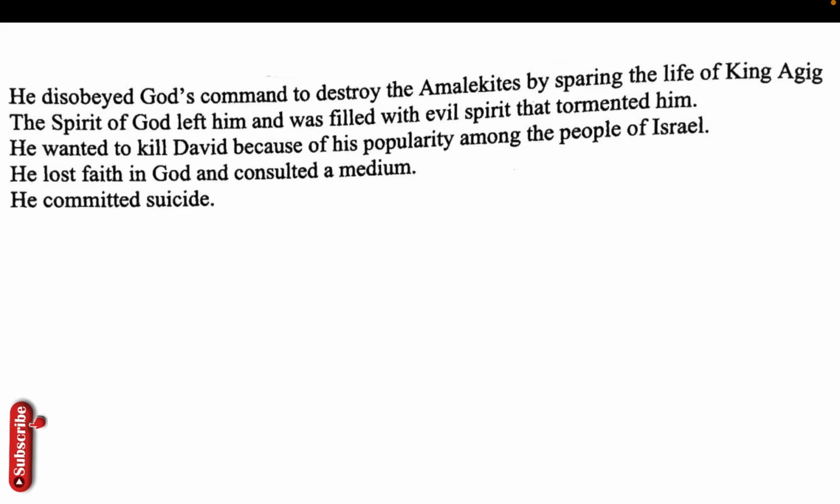He committed suicide. He disobeyed the law of herem by sparing the best of the animals from the Amalekites for selfish gain. He was deceitful to the servant of God.